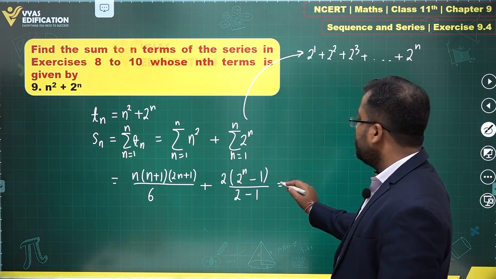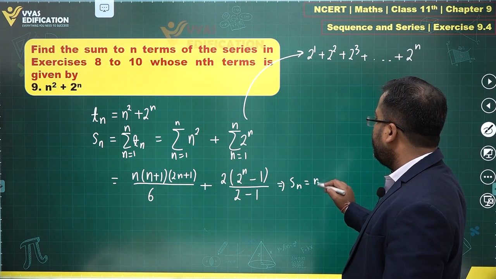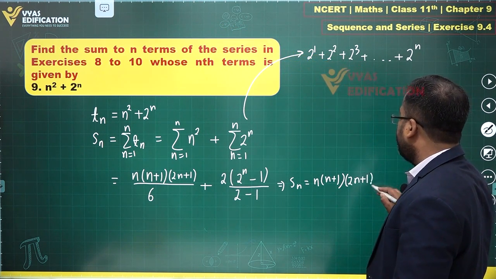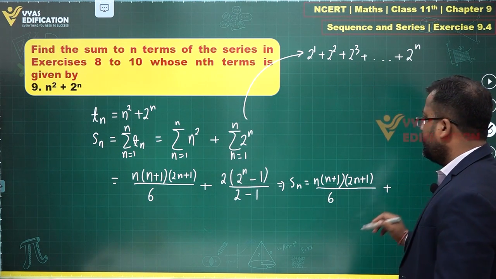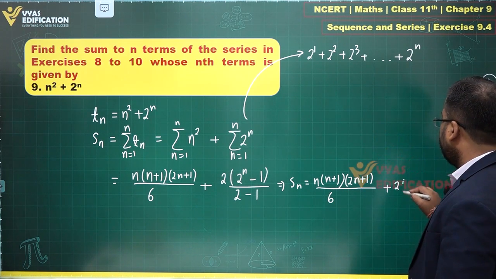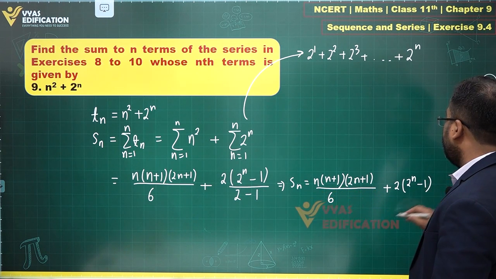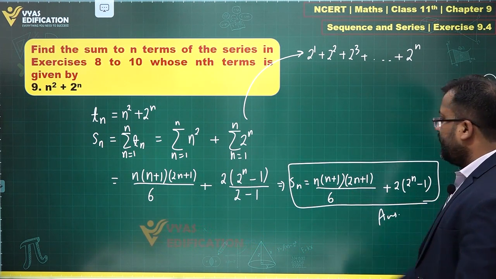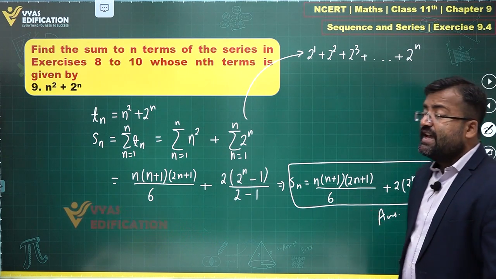So, that tells me Sn will be n plus 1, 2n plus 1 upon 6 plus 2 into 2 power n minus 1. And that is my required answer for this question over here. That's all in this 9th question.